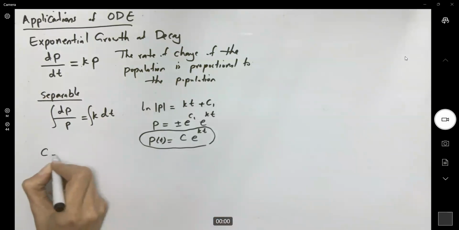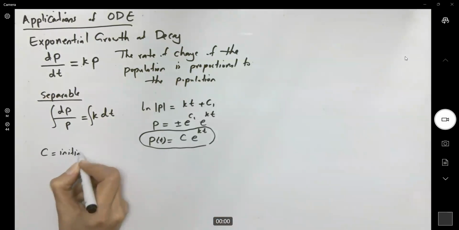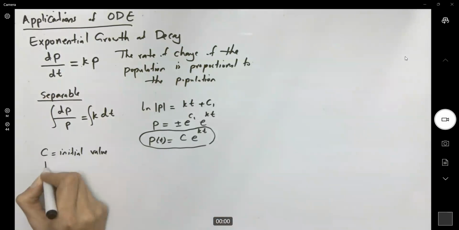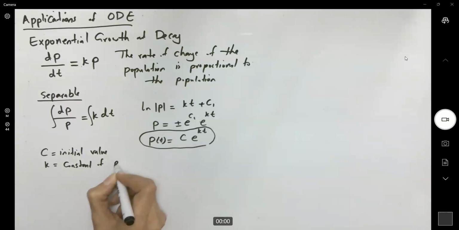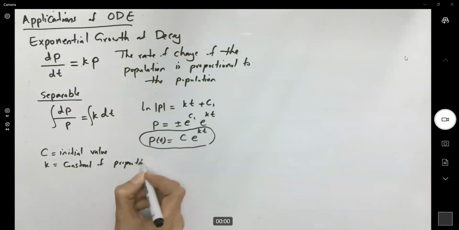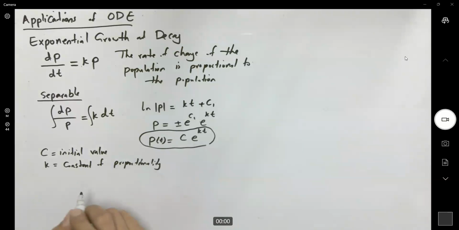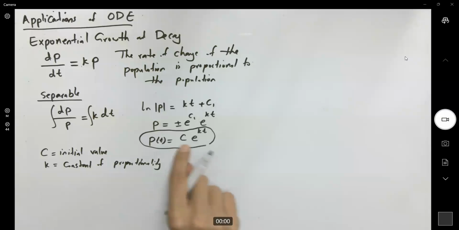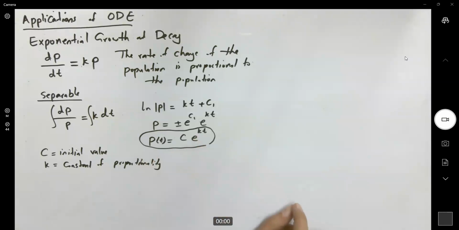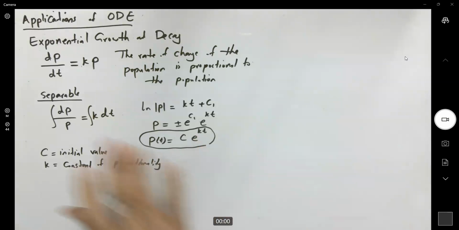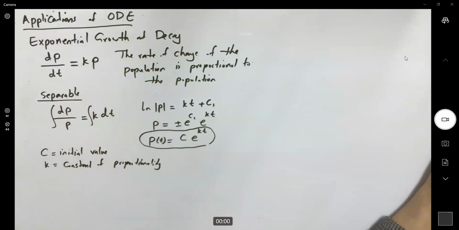C was called the initial value, and k is the constant of proportionality. In different cases, in different examples, we're interested in finding C and also k, so we can actually build this mathematical model.